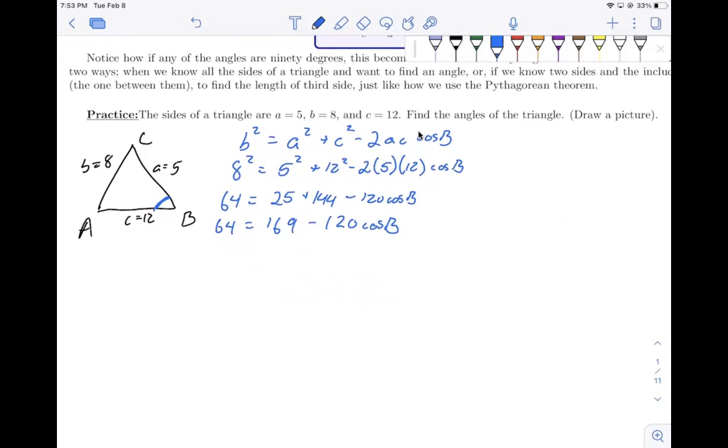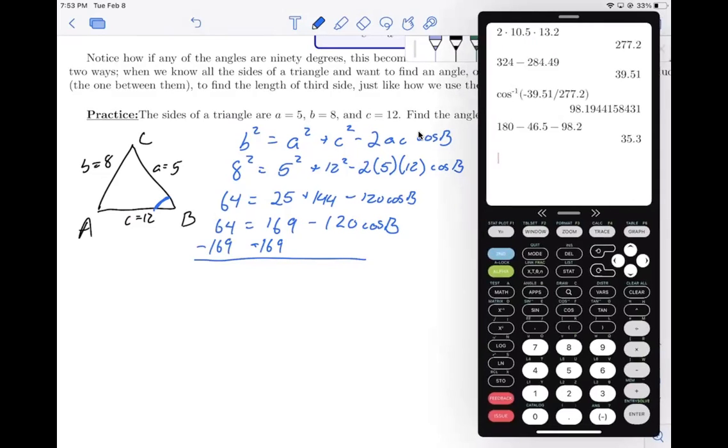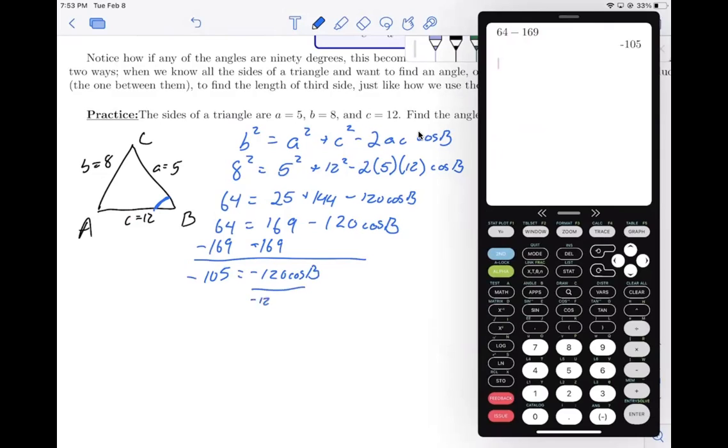So the correct thing to do in this case is to subtract the 169, bring it over to the other side. And then we'll get, let's see, we'll use our calculator to help us out. 64 minus 169 is going to be a negative 105 equal to negative 120 cosine of B. Then I'm going to divide by that negative 120 to get the cosine of B all by itself. And I'll have that the cosine of B is equal to the ratio 105 over 120.